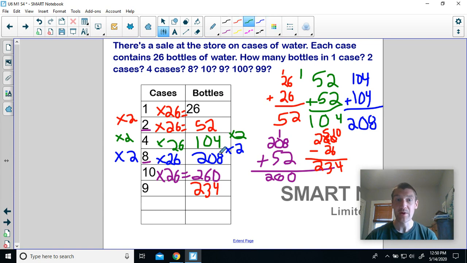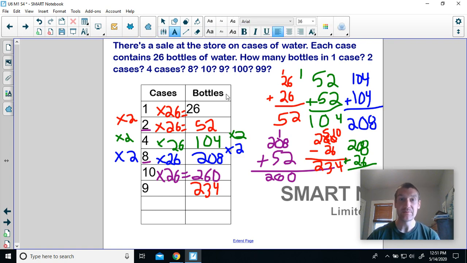Let me show you one more way to do that. We could have also thought about it like 8 cases of water was 208. Add 1 more case of 26 bottles. Okay, and now we should have the same thing, 234. To speed it along, I'm not going to add it, but you can try adding it and you should get 234. Okay, last couple problems.